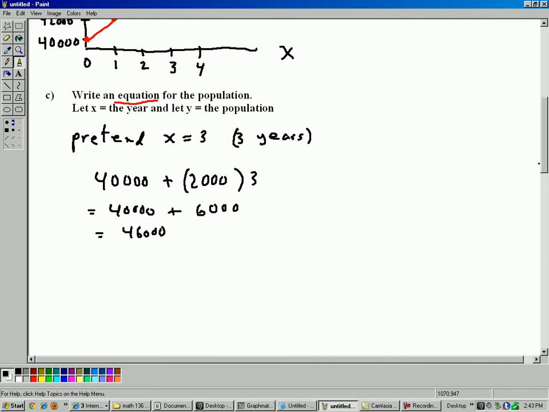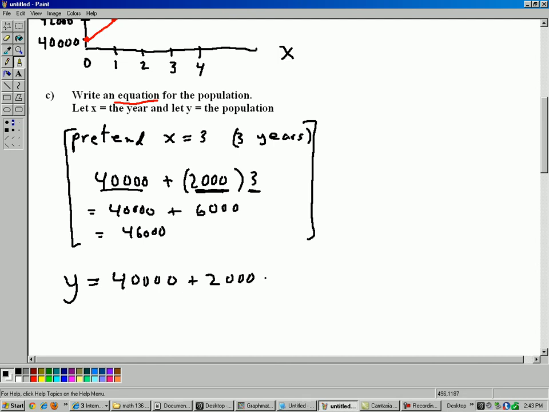All right, now let's write the formula. After doing the arithmetic with an actual number, let's analyze what we actually did here. First we took the current population, and then we added on to that the rate, 2,000 people a year, times x years. So the formula here is y is the population. y equals 40,000 people plus 2,000 people per year times x years. Because x isn't 3. We were just pretending x was 3 to get us started. But it says write an equation where x equals the year. So x stays the variable. So there is the answer.